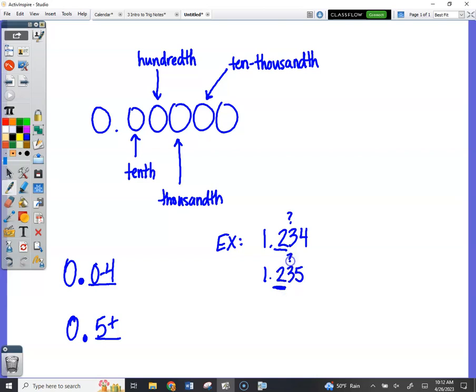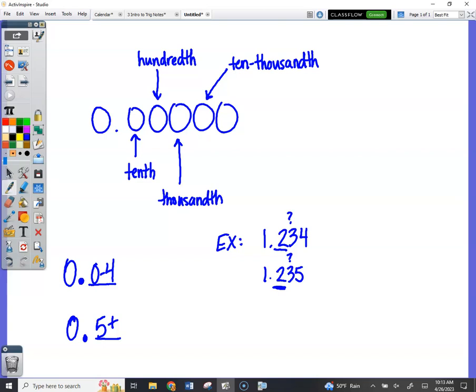Still 1.2. Some people see a 5 just somewhere in the picture, and they think, oh, that's going to round the 3 up. They domino round. There's no domino rounding. When you're rounding a number, it only rounds one time.